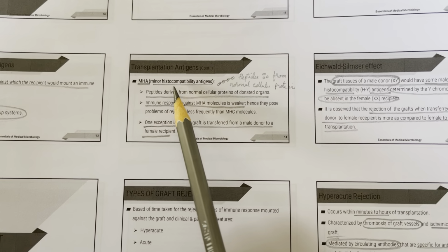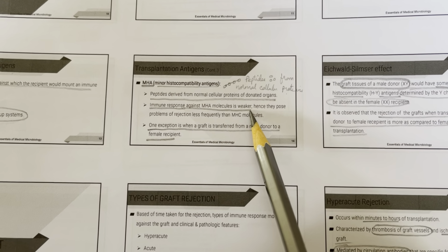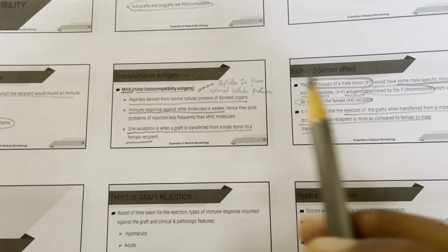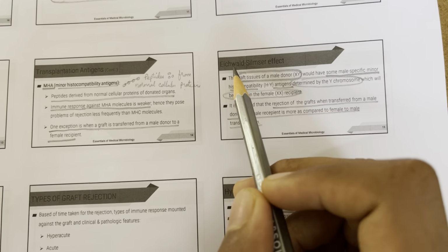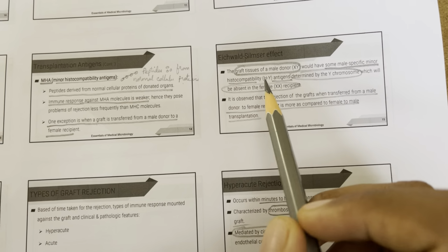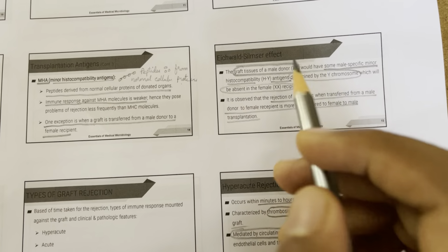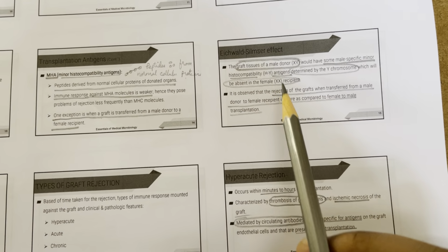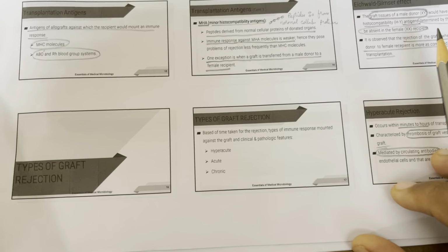First, you have minor histocompatibility antigens, which are peptides from normal cellular proteins, and the immune response against these is weaker. One exception is when a male graft is used in a female patient. This is called the Eichwald-Silmser effect. This is because male graft tissues have a Y chromosome which codes for a histocompatibility Y antigen, which starts a different effect in the females. So male to female graft is rejected more, but female to male graft is rejected less.